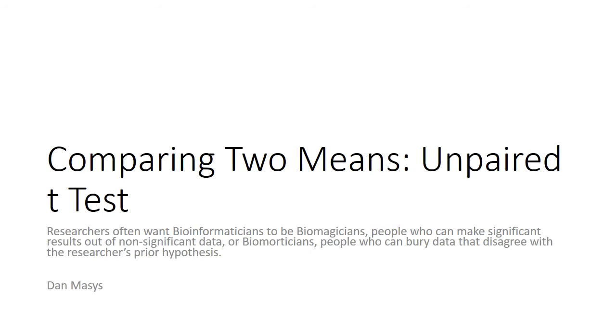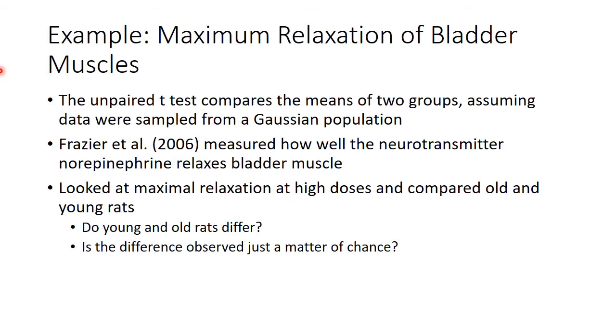Okay. Next thing up is going to be comparing two means, or looking at the unpaired t-test. So the example we're going to look at when we're comparing two means here is going to be the maximum relaxation of the bladder muscles. So hopefully everyone went to the bathroom before this.